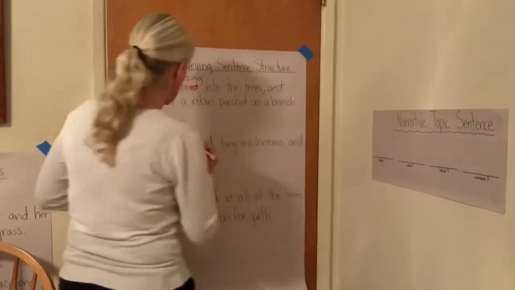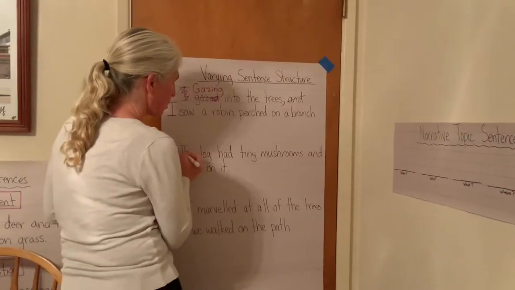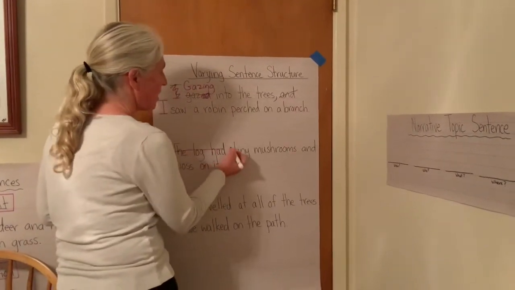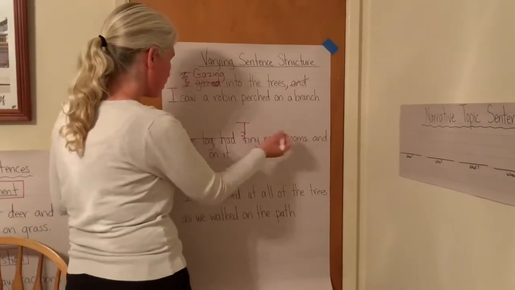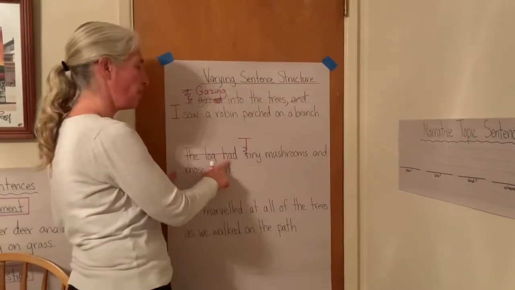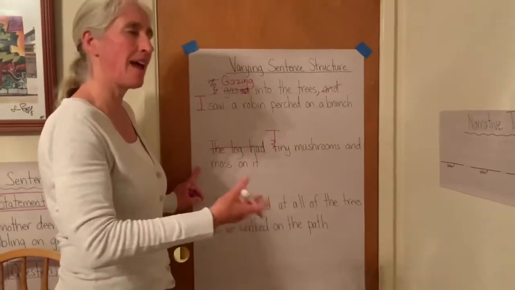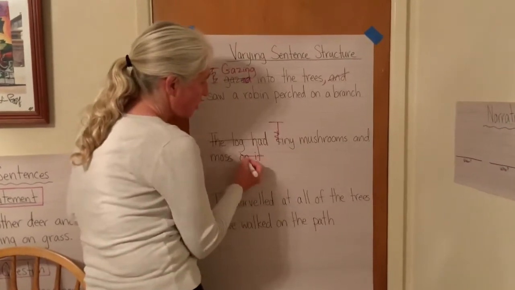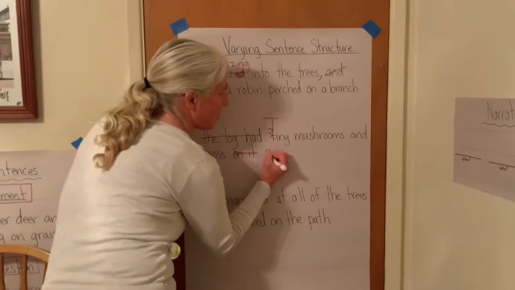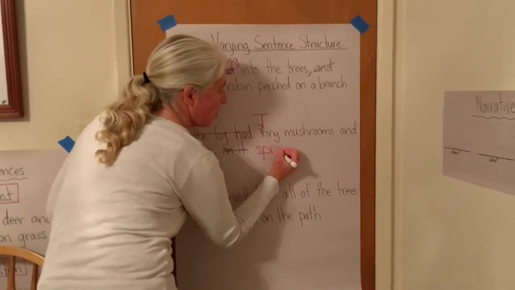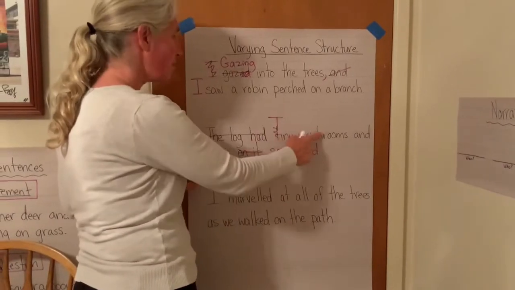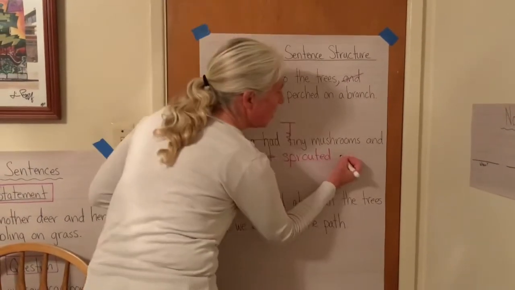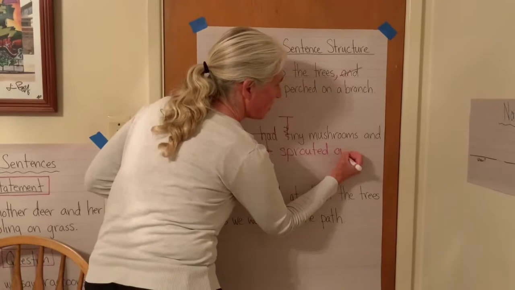We're going to cross out this part, or actually move this part, and we're going to start with a capital. Tiny mushrooms and moss, and instead of the verb being "had," which is not an action verb, I'm going to put the word "sprouted" because that's more of an action verb. So it's going to be: Tiny mushrooms and moss sprouted on the log.